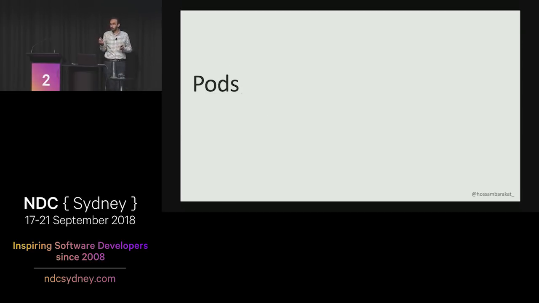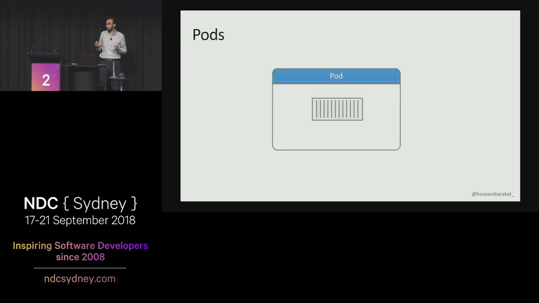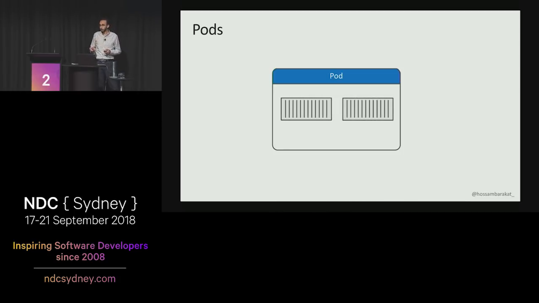And that is the pod. Pods are basically the atomic unit of scheduling inside Kubernetes. Our application container will always live inside a pod. It will never be outside a pod. And the pod could contain multiple containers living inside of it. And those containers could communicate seamlessly because they share the same network namespace.